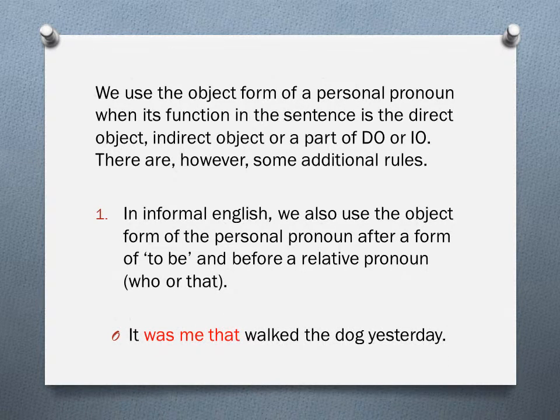In the sentence, "It was me that walked the dog yesterday," the personal pronoun me is preceded by a form of to be, namely was, and followed by the relative pronoun that.